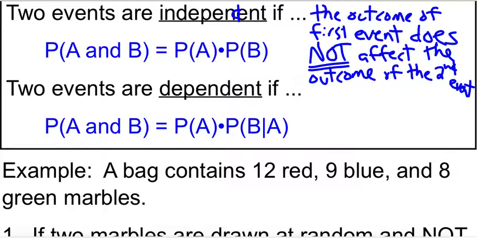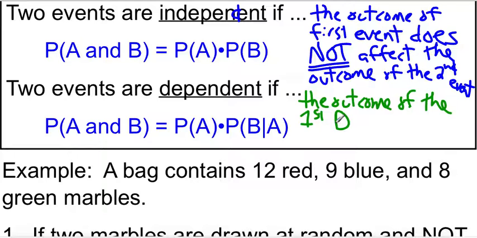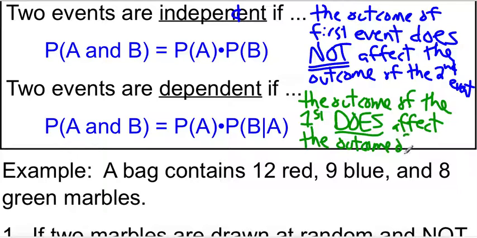We say two events are dependent if the outcome of the first does affect the outcome of the second. So going back to that deck of cards, if you draw a card out and then keep it and draw another one, that changes the probability because you have taken a card out and kept it, so the probability is not the same.